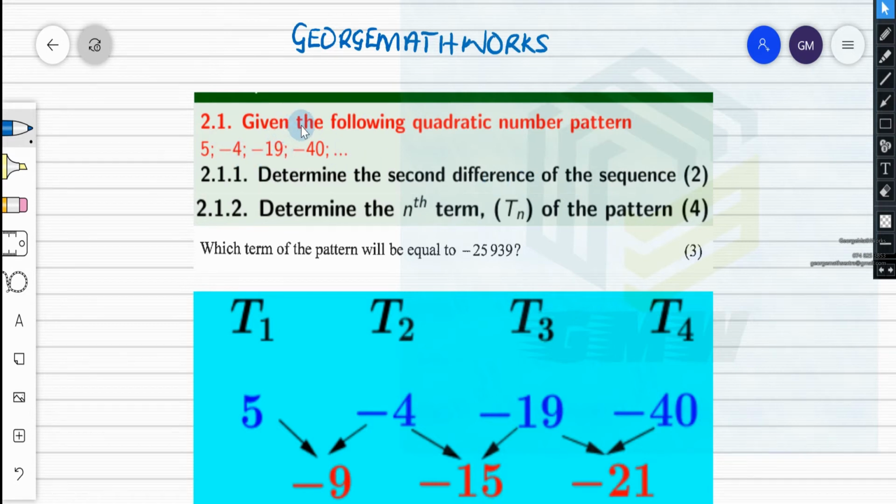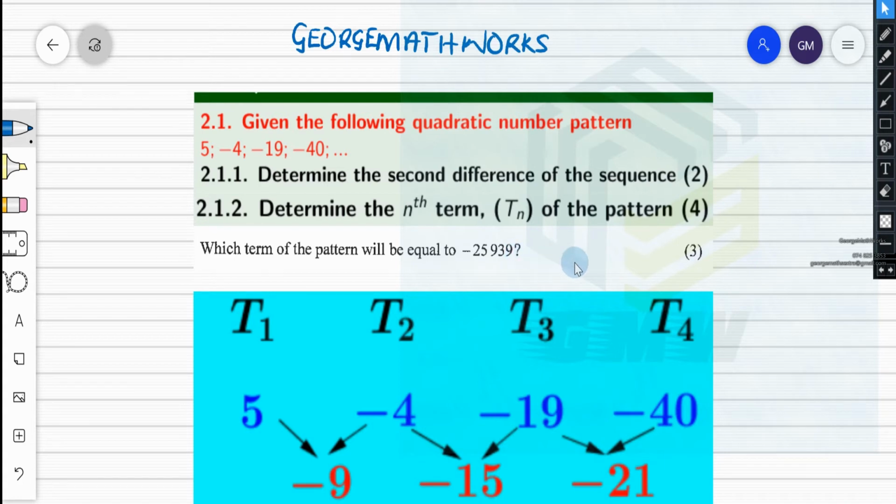The question is saying, given the following quadratic number pattern, 5, minus 4, minus 19, minus 40, we have these questions to answer. Number 1, determine the second difference of the sequence, 2 marks. Number 2, determine the nth term, Tn, of the number pattern. Number 3, which term of the pattern will be equal to minus 25,939. So these are the questions we want to attempt to solve.